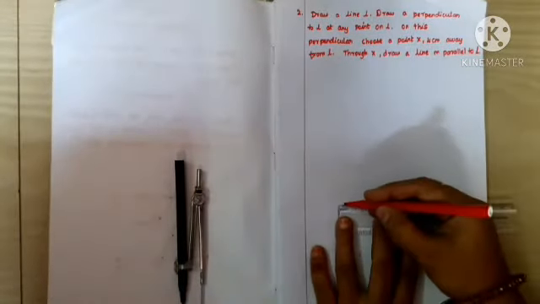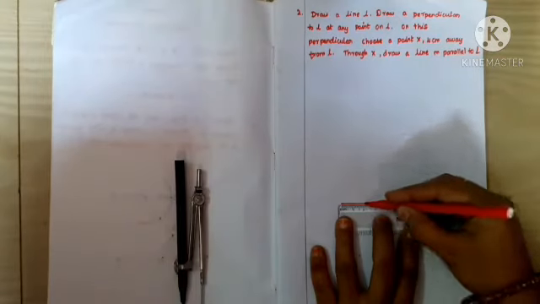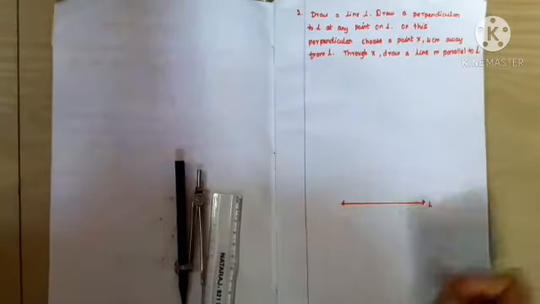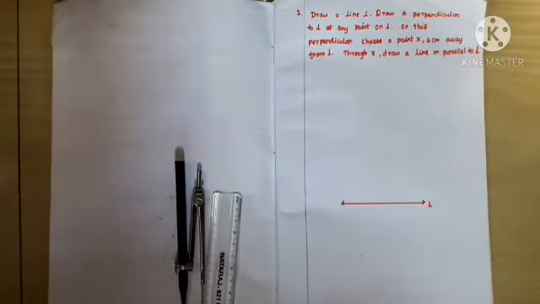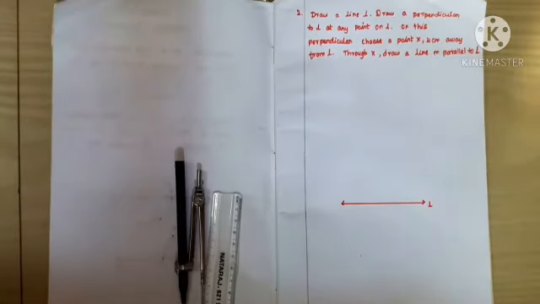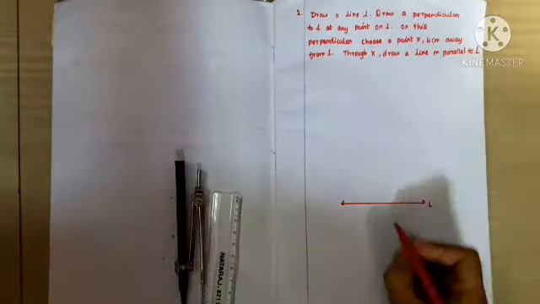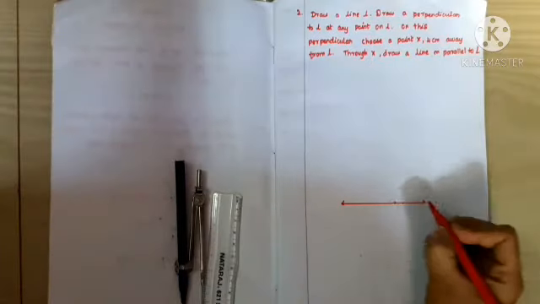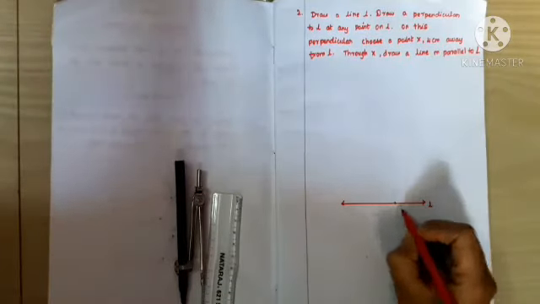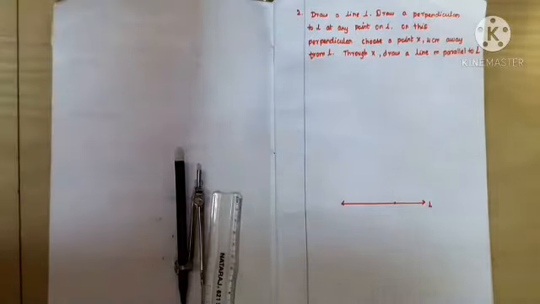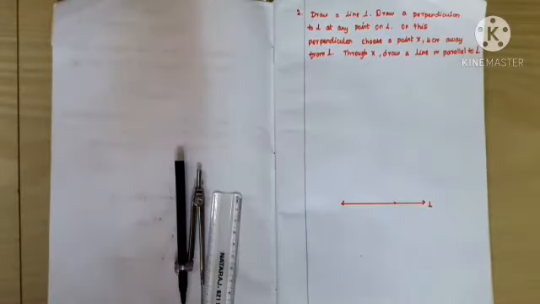So first I'm just going to draw one line L. So this is the line L. Next, draw a perpendicular to L at any point on L. So next, I'm just going to choose one point on the line L and I need to draw the perpendicular line.